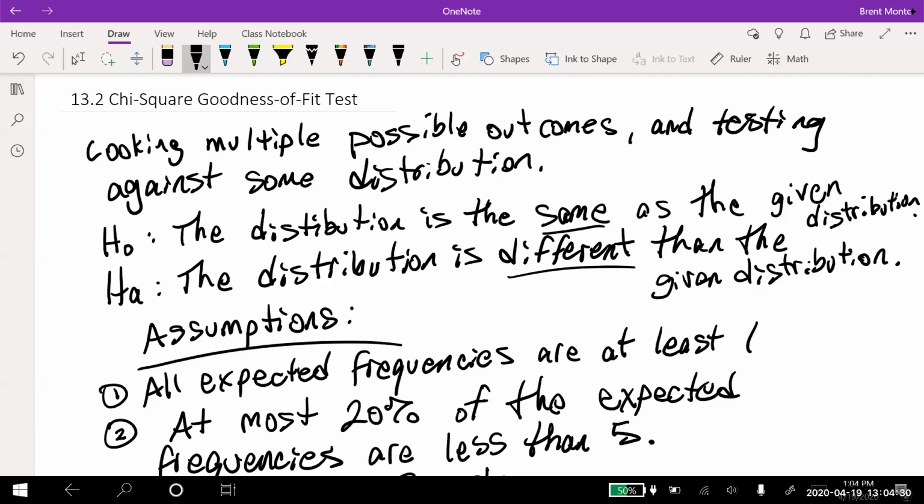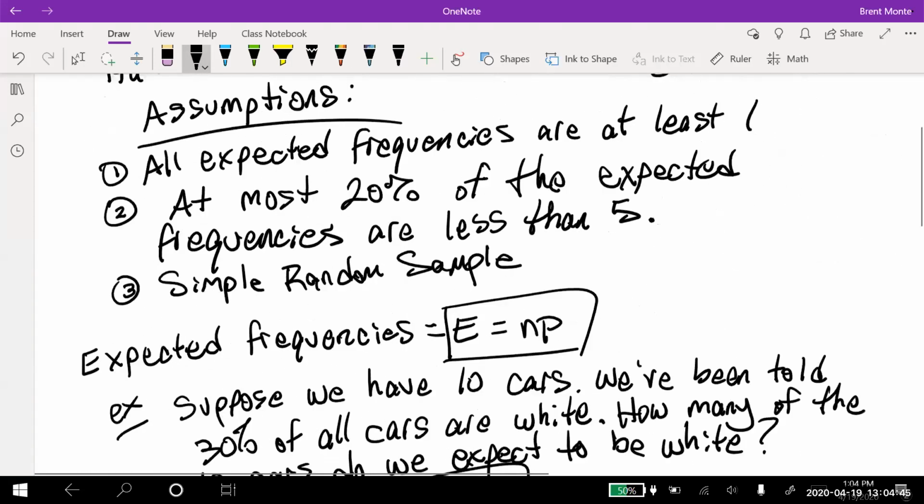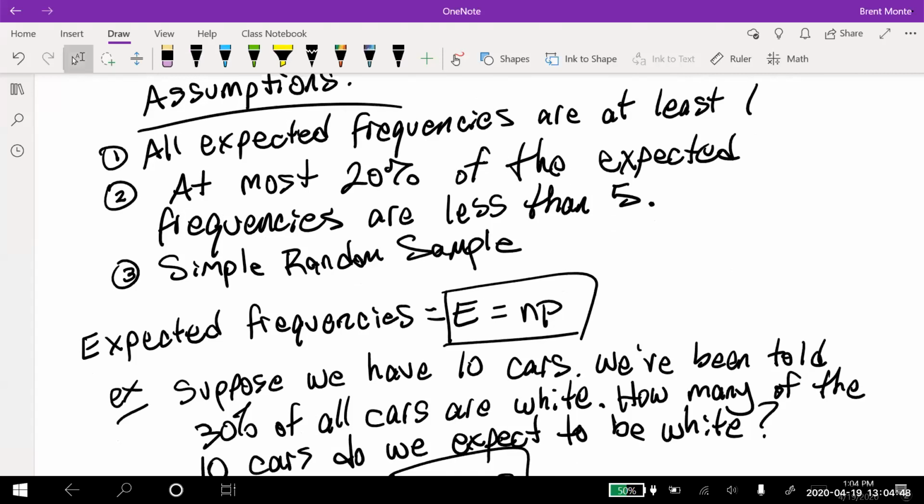And then at most 20% of the expected frequencies can be less than 5. So at least 80% of them have to be 5 or bigger. And then lastly, the third one, it has to be a simple random sample, that we have no control of as participants. When we're looking at the problems they give us, they'll have to tell us whether it's a simple random sample or not. But unless they tell us it's not, we're going to assume that it is.